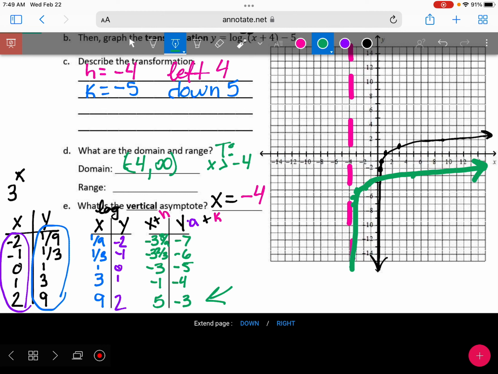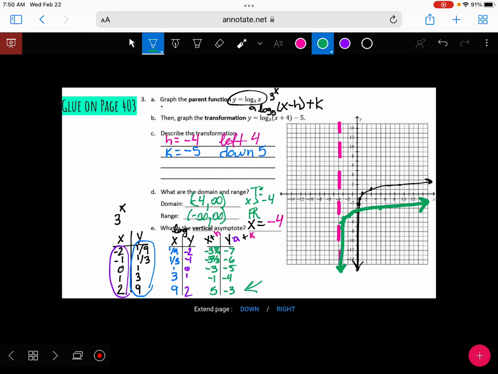How about our range? What are our y values? All real numbers. Or -infinity to positive infinity. And I just switched the order on those, so we're going to switch that. Okay. -infinity to positive infinity. Or all reals. Because this guy does have an arrow on the bottom. I just didn't.